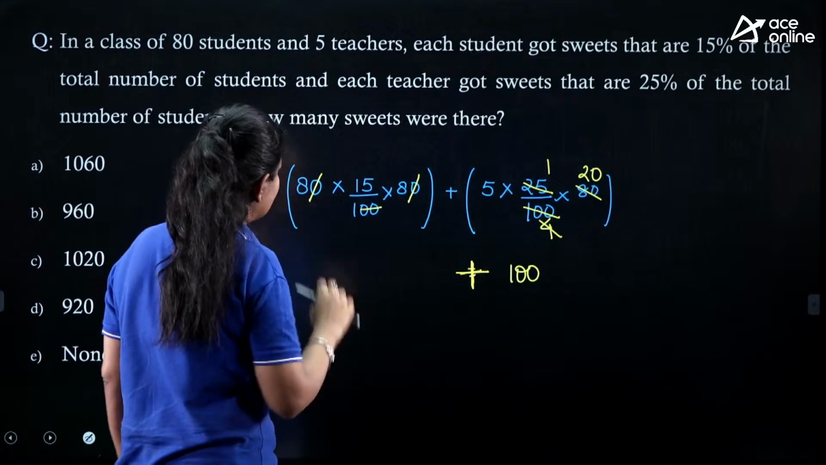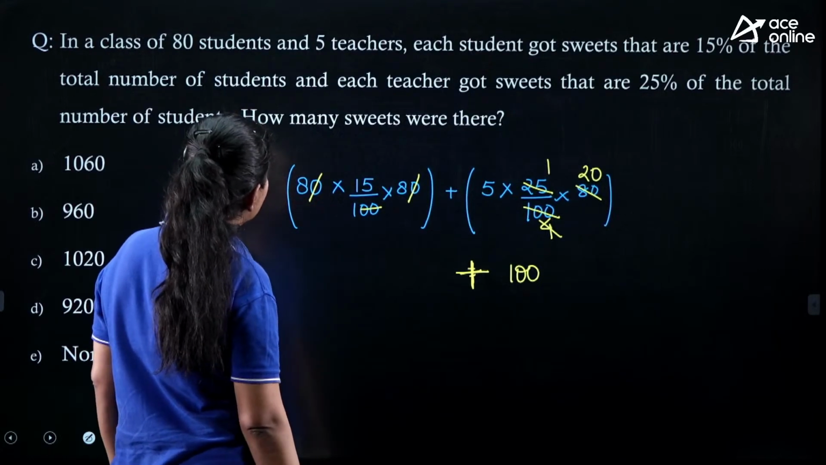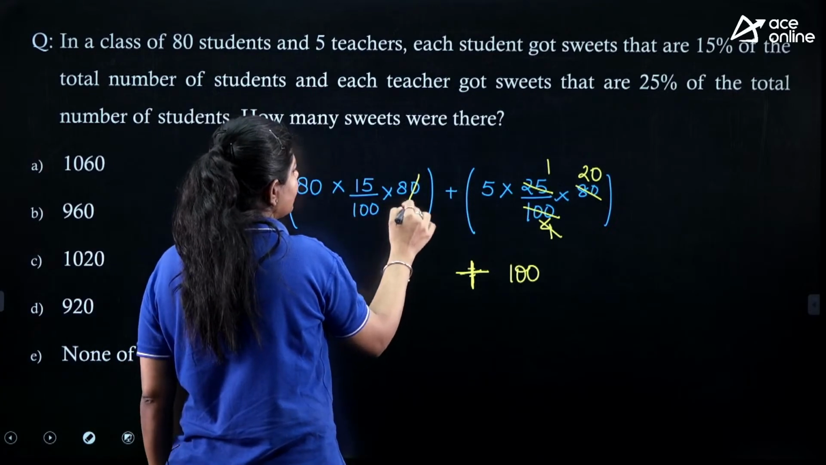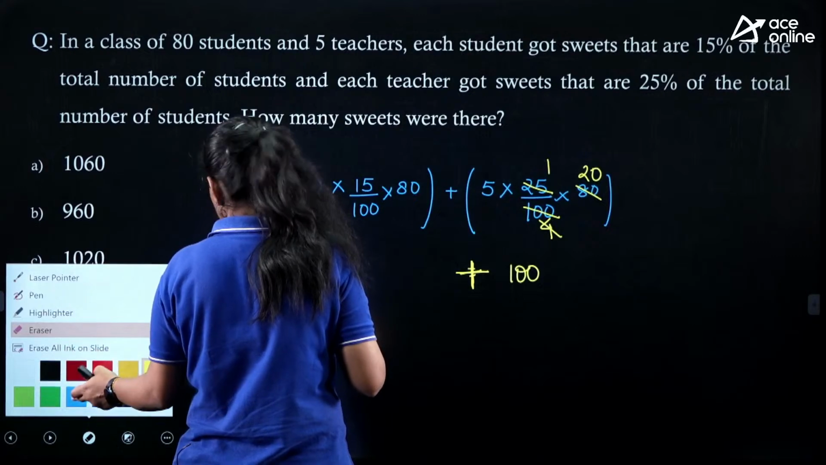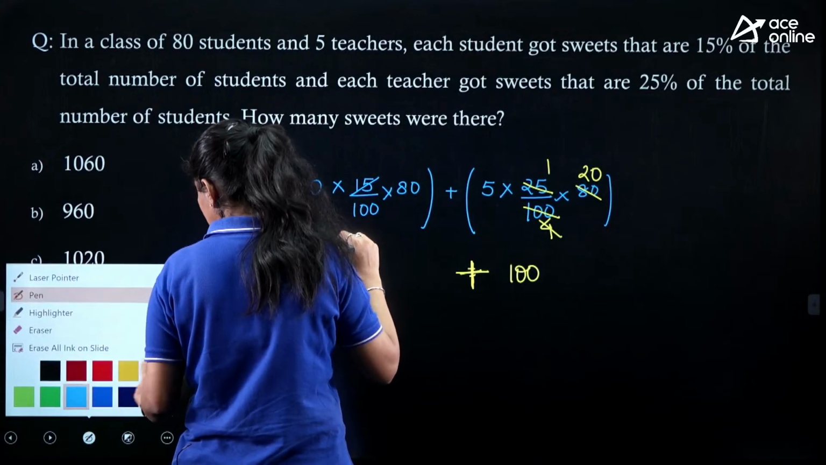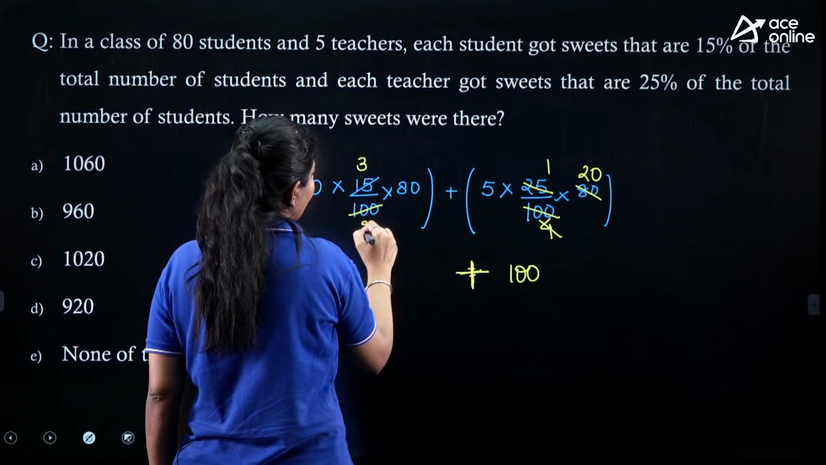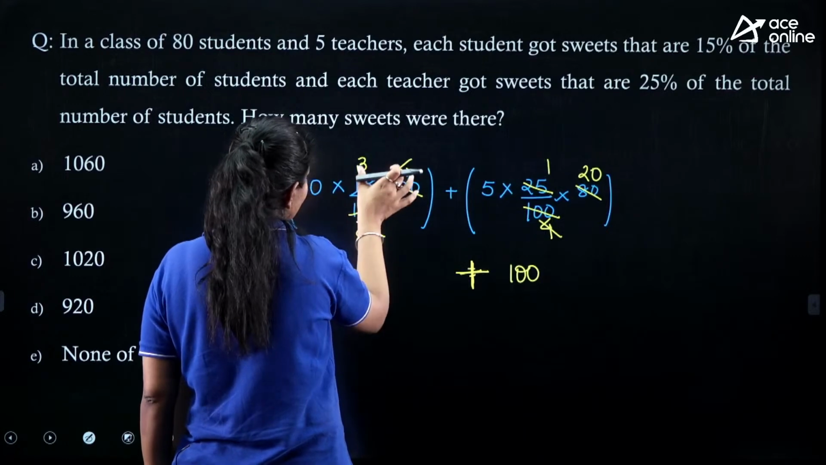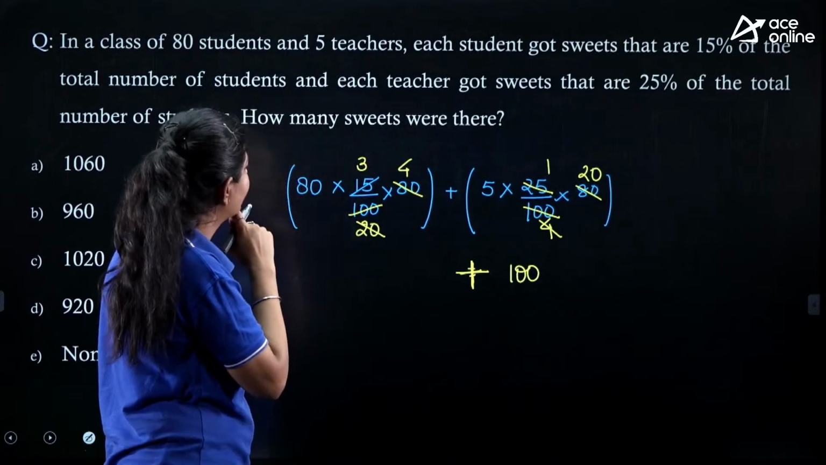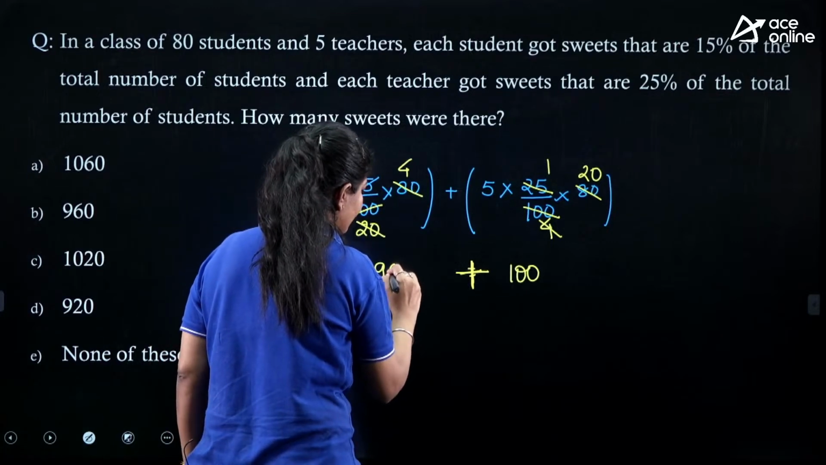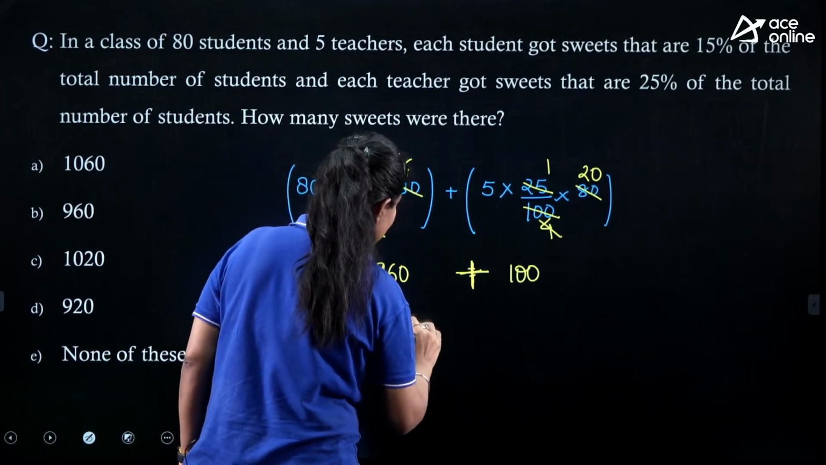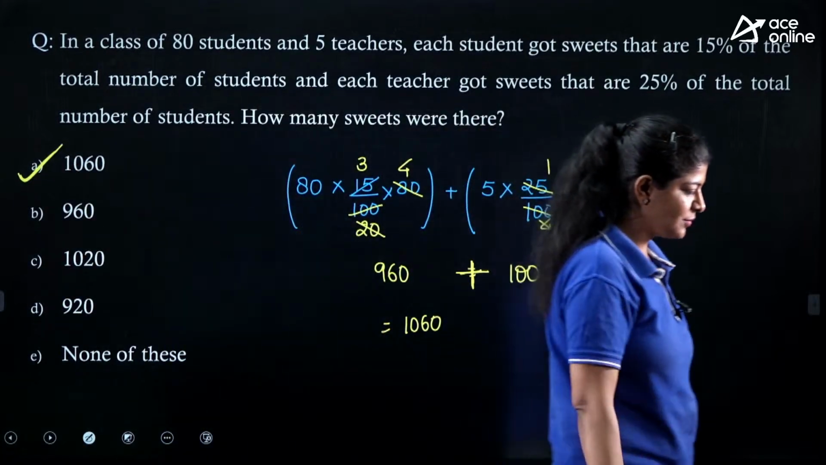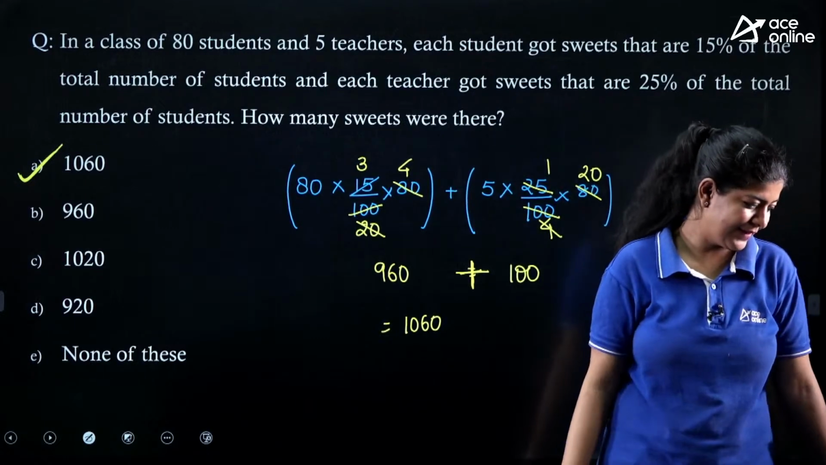If we look at this one, instead of eliminating 0, we can write it over here as 3, and here we are having 20, right? Here we are having 4. So basically we are having 12 into 80, which is nothing but 960, right? 960 plus this is nothing but 1060. Option number A is the correct one. This is a very easy one.